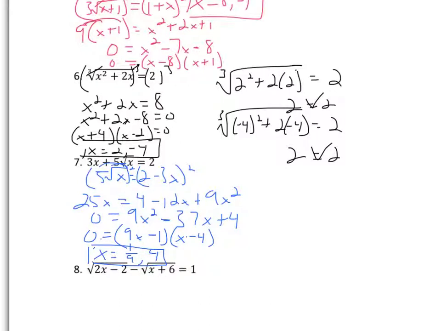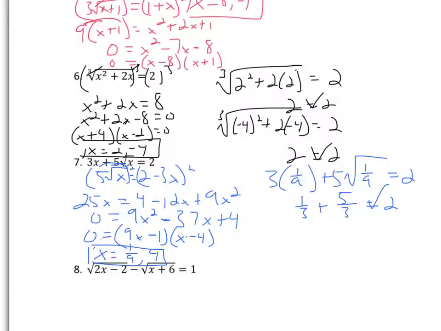Okay, so before we are finished, we have to double check both of those in our equation. So let's go ahead and write this one out. We've got 3 times 1/9 plus 5 times square root of 1/9 equals 2. So 3 times 1/9 is 1/3, plus 5 times 1/3 is 5/3, because the square root of 1 is 1, square root of 9 is 3, equals 2. That is true, so that one works.